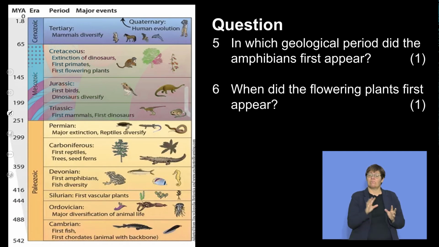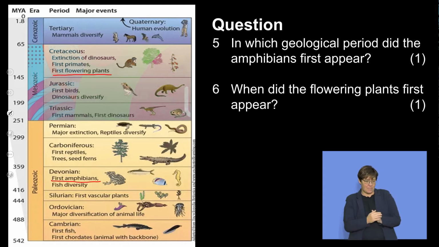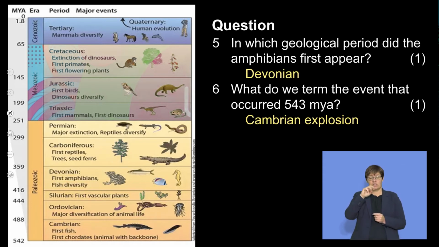Then, questions involving interpretation. In which geological period did the amphibians first appear? Sometimes you would have to look for pictures, but here they actually tell you. The first amphibians appeared in the Devonian period. And then, when did the first flowering plants appear? You would look here, and that would be in the Cretaceous period. The amphibians first appeared in the Devonian.